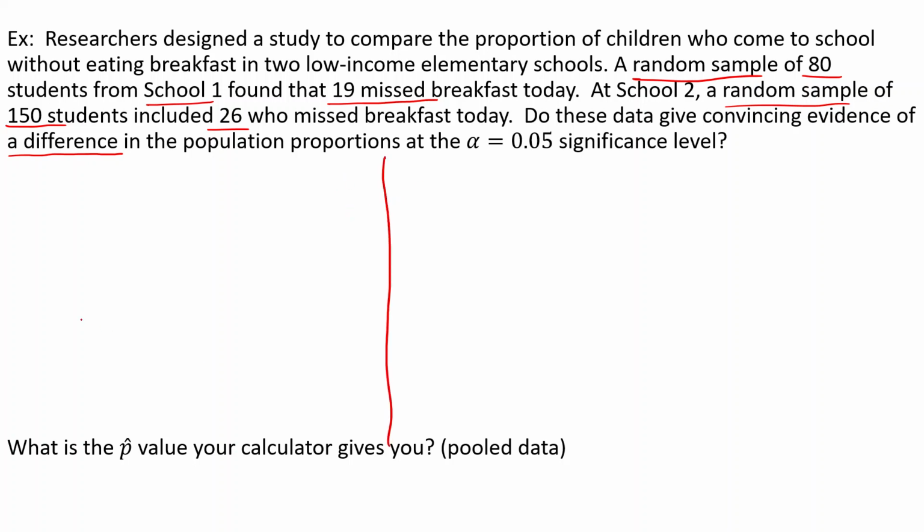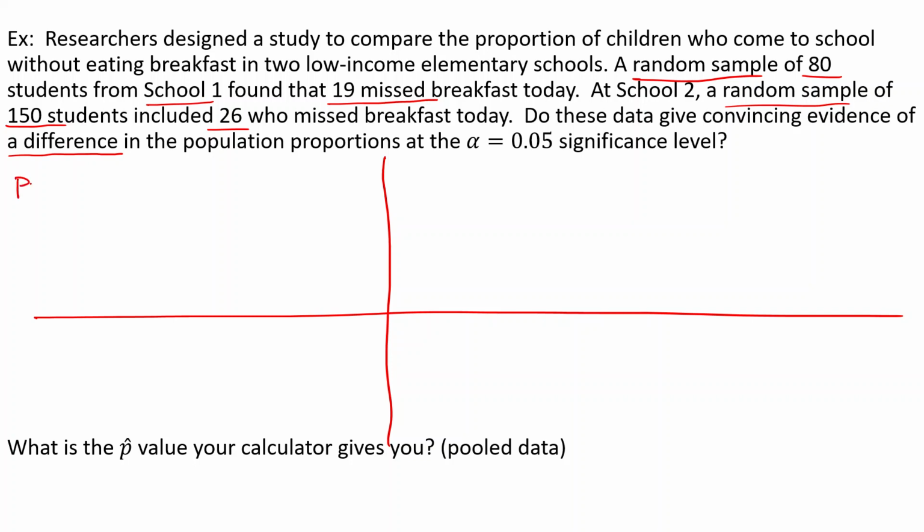All right, so I'm going to draw my little cross. In my first one, so we've got school 1, so I'll label that p sub 1. And this would be the true proportion of students without breakfast.